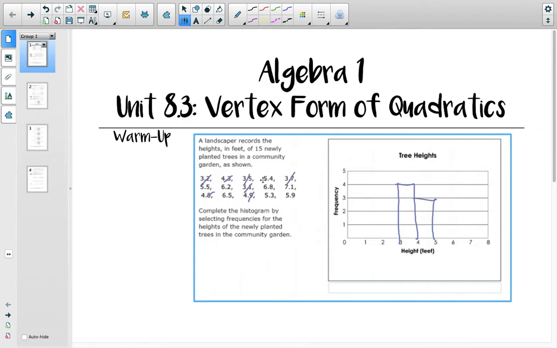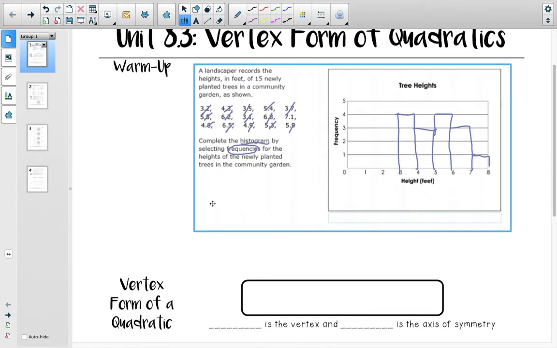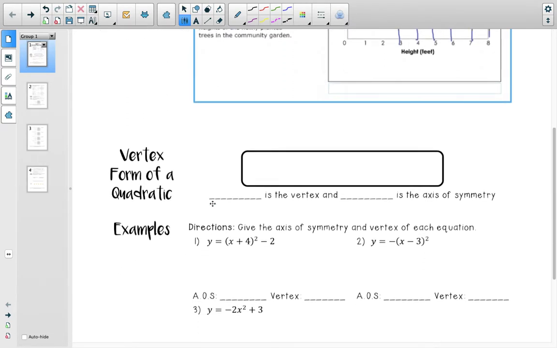And between 5 and 6, how many do we have? It's 1, 2, 3, 4. So, wow, that's really crooked. And then from 6 to 7, we have 1 and 2 and 3. So we make this here. And between 7 and 8, we have 1. So that is our histogram, which is what it's called. It's basically just a frequency of how many things are happening. So there's that. Okay, so moving on to vertex form of a quadratic.